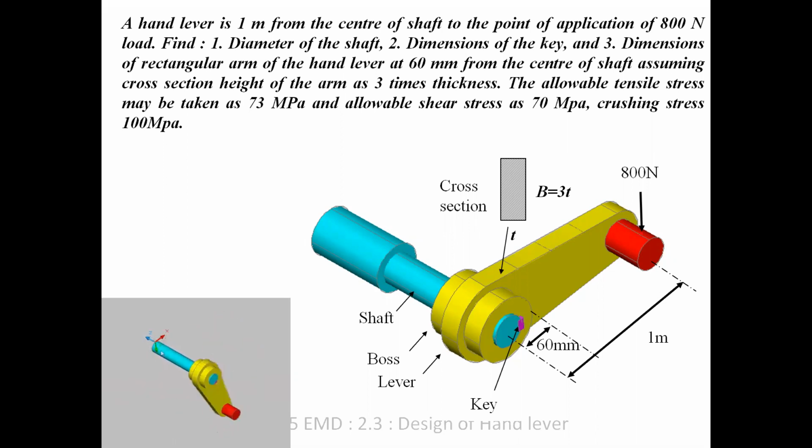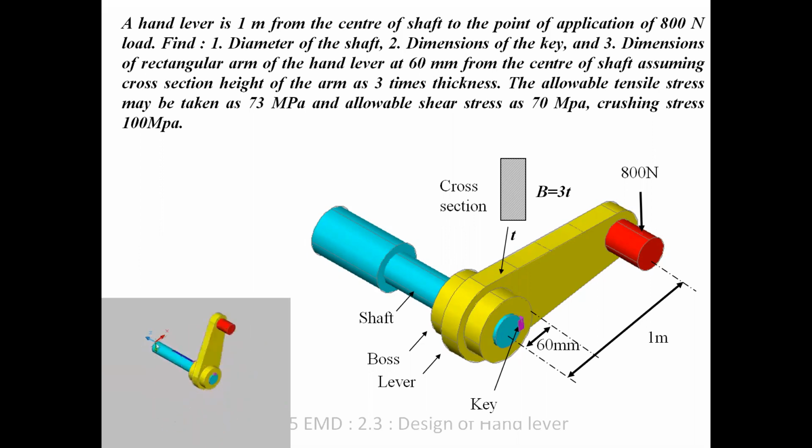In the figure you will find that this hand lever is having different parts like shaft, boss, a lever or arm, the key, and the complete assembly is called a hand lever. So here we want to find different dimensions of this hand lever. Now let us go to the problem statement.